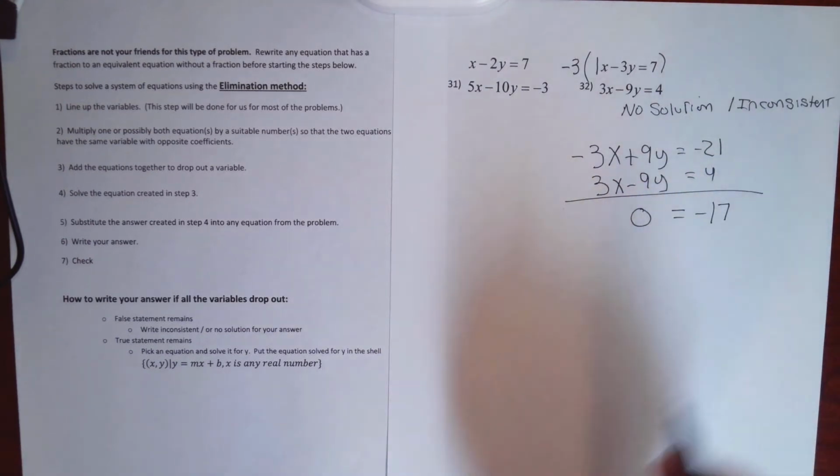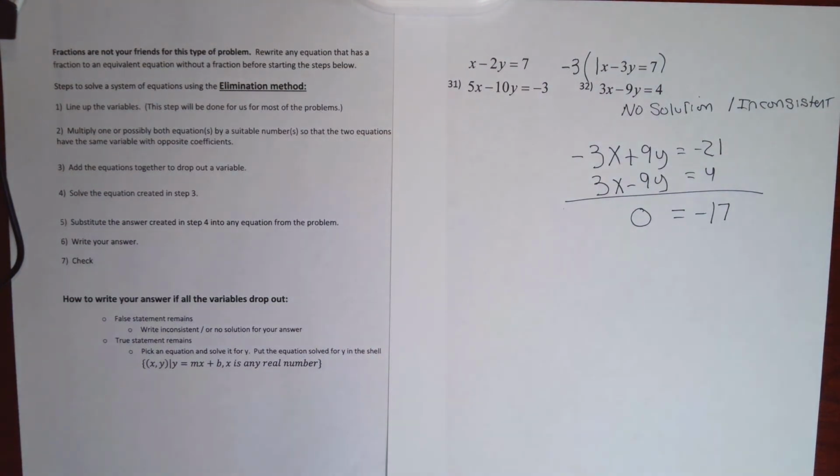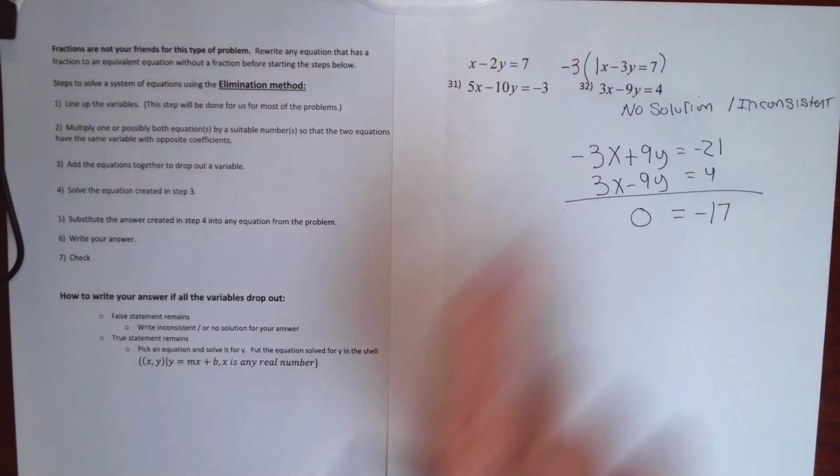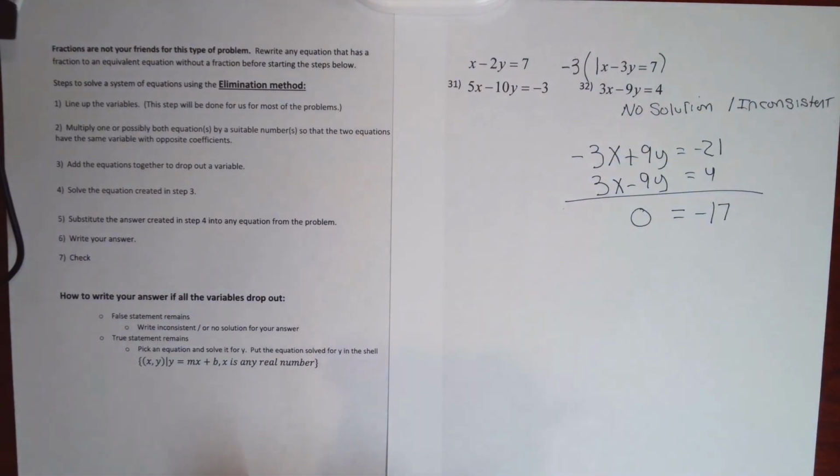Once both the variables cancel, there's no real more algebra that you can do other than possibly writing a solution in a nice way. Here, all the variables dropped out, a false statement remains, there's no answer. If I graph these, they would be parallel lines that don't cross. So there's no solution to problem 32. I imagine 31 is similar.